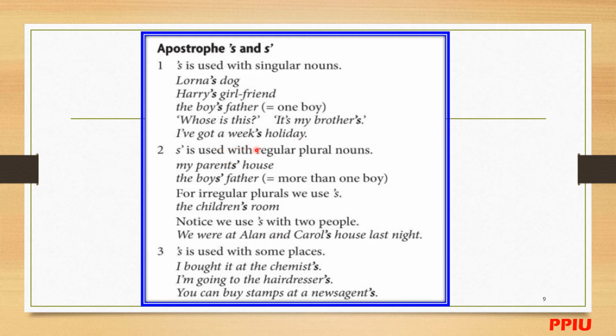I've got a week holiday. I got a week's holiday. S apostrophe is used with regular plural nouns, like my parents' house, the boys' father, more than one boy. For irregular plural nouns, we still use apostrophe S, like the children's room. Notice we use apostrophe S with two people.